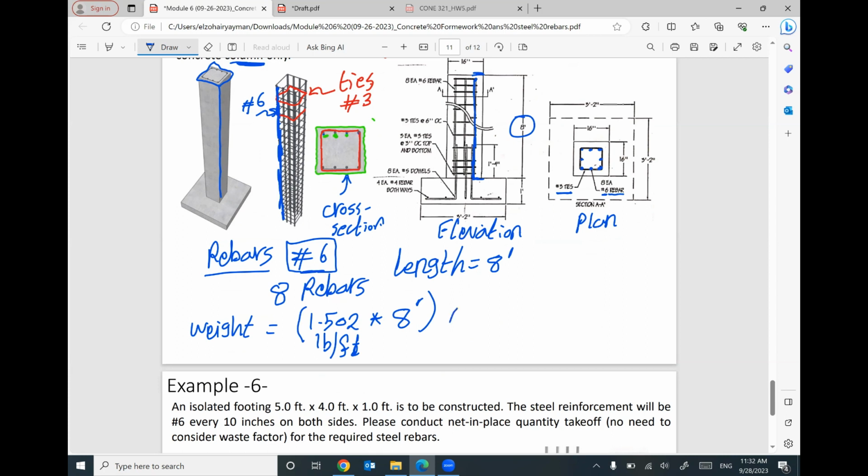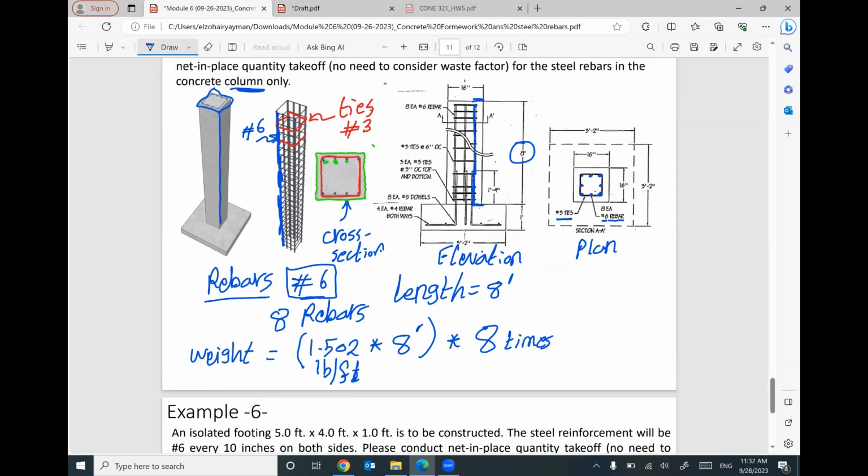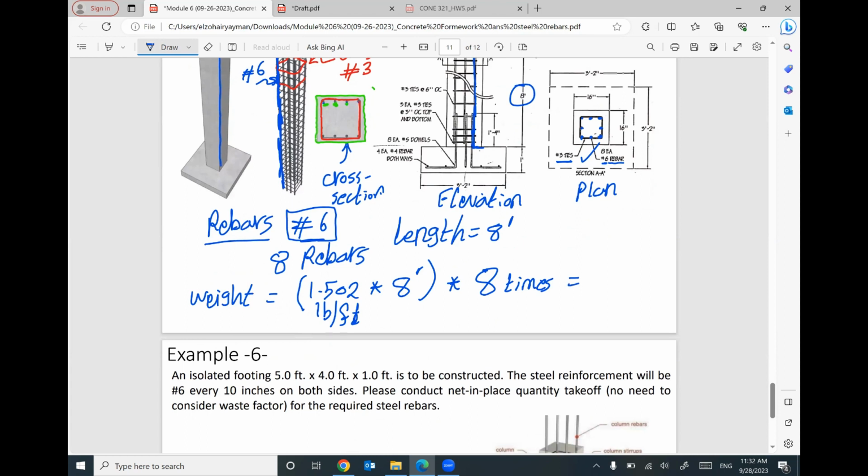And this rebar is repeated 8 times. Based on this cross section, we have 8 rebars or 8 points inside the square. If you multiply these numbers together, 1.502 times 8 feet times 8 equals 96.1 pounds. We need to order 96.1 pounds of steel rebars to construct the vertical reinforcement.